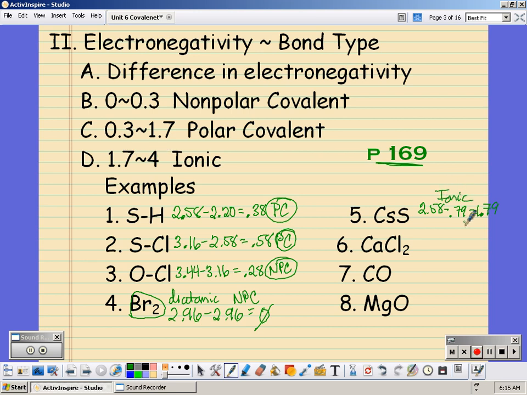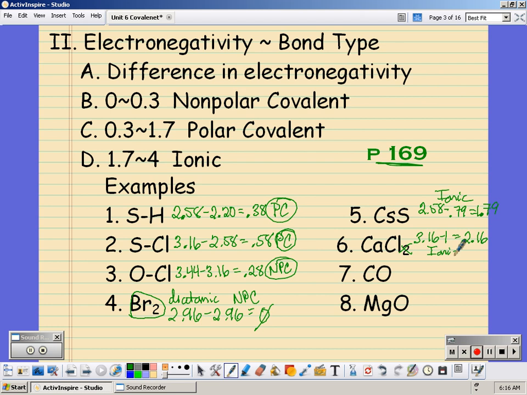In number 6, even though we have this subscript 2, our bond is still happening between a calcium atom and a chlorine atom, so the 2 does not play a role at all. We're just looking at calcium and chlorine. We already know that chlorine has an electronegativity value of 3.16, so calcium is 1. So 3.16 minus 1 would give us 2.16. That falls between 1.7 and 4, so this is also ionic.